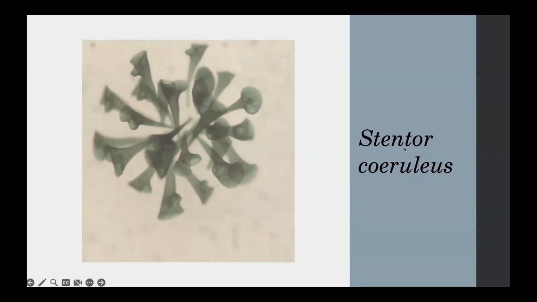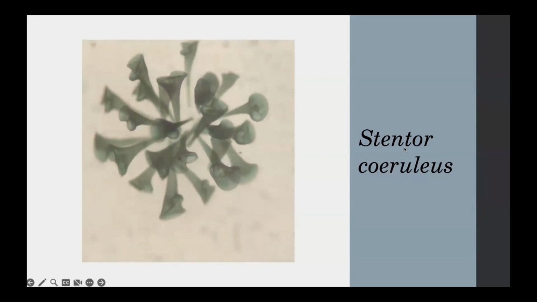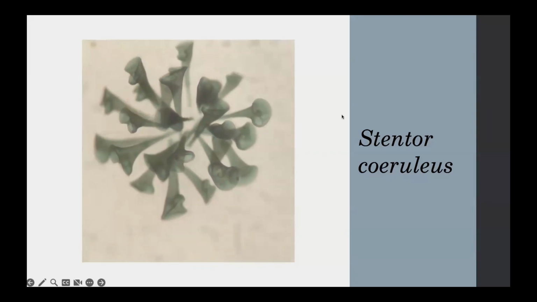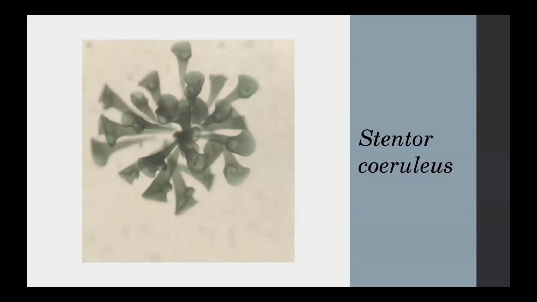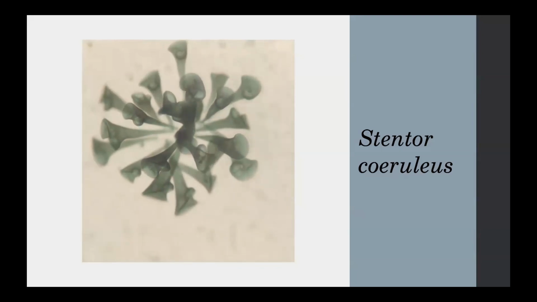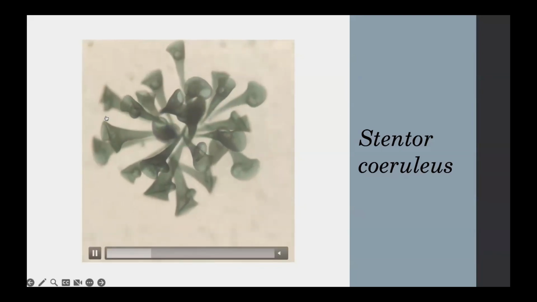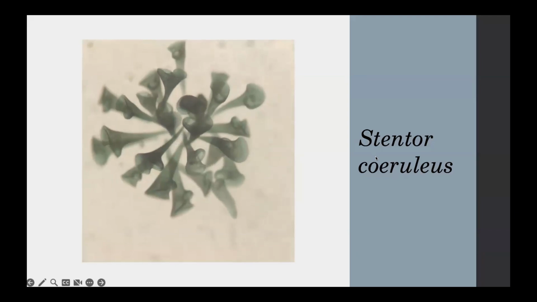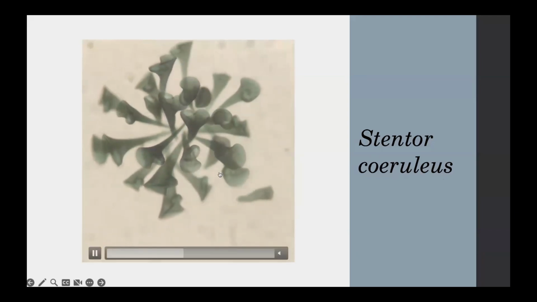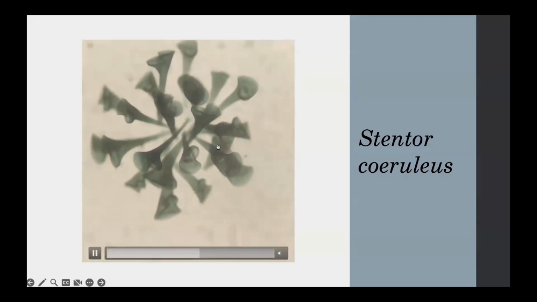And Stentor got its name from a character in the Iliad, the epic. So in the Iliad, there is this herald trumpeter named Stentor. And because Stentor is trumpet shaped, that's how it got its name. And the second part, coeruleus, comes from its cerulean blue-like color.